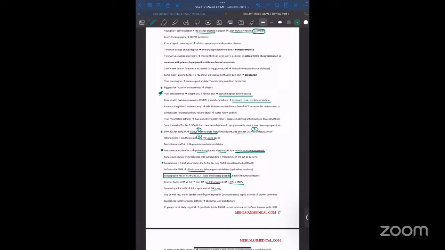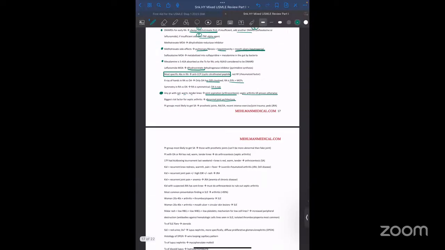Then any patient with a red, warm, tender knee, do a joint aspiration, arthrocentesis. It is septic arthritis until proven otherwise. Biggest risk factor for septic arthritis is abnormal joint architecture. So any underlying trauma, OA or RA can predispose to septic arthritis. So red, warm, tender, do an aspiration arthrocentesis.